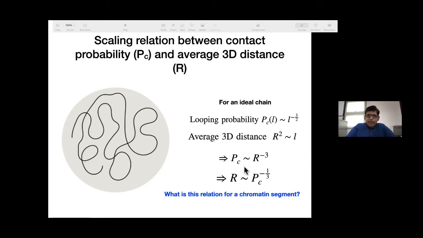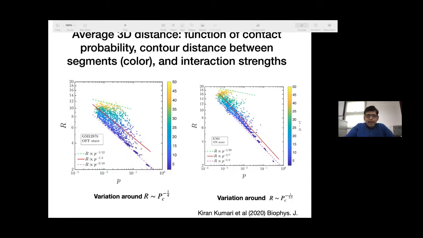And combining this, you can say that the 3D distance goes like contact probability to the power minus 1/3. This is for an ideal chain. Then you can ask, what is this relation for a real chromatin chain? And for our simulations, we can tell what this relation is. And here is what we get from our simulation.